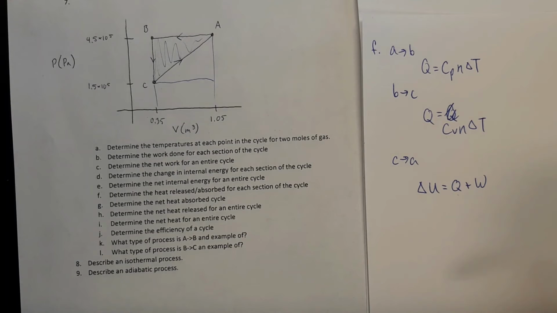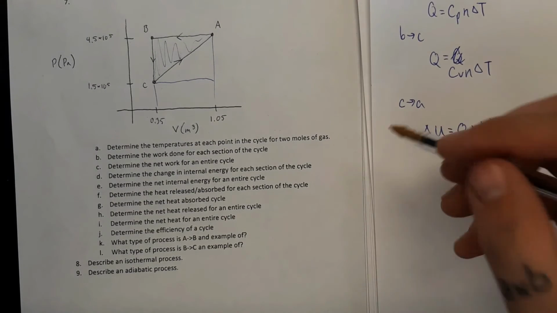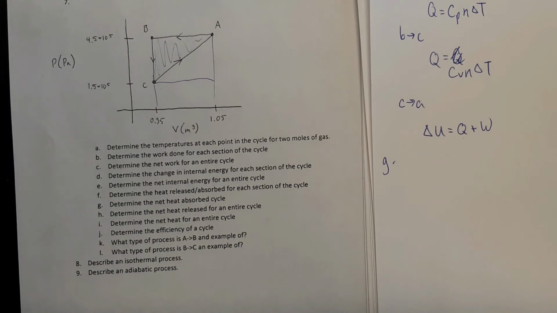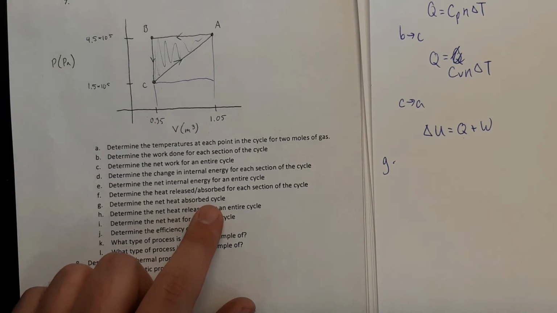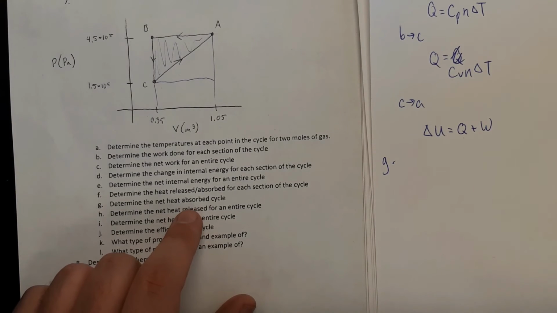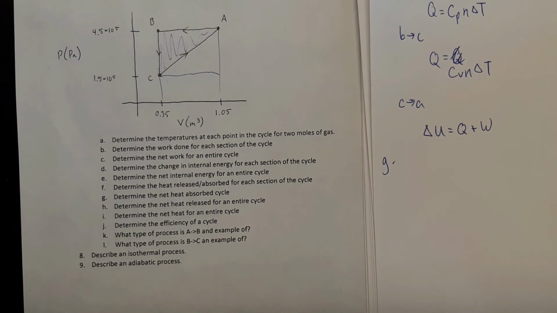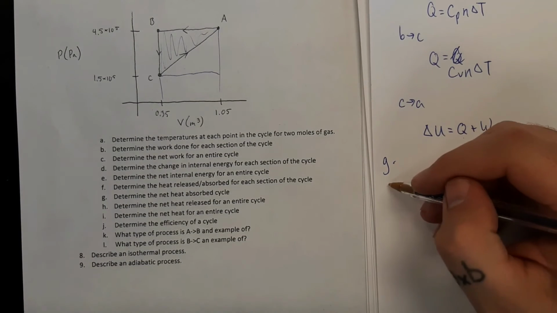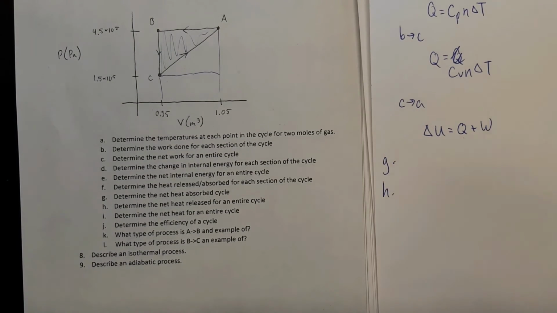So Q is just going to be delta U going from C to A minus that work. Now G, the net heat absorbed in the cycle. Determine net heat absorbed for an entire cycle. Your heat absorbed is just all of your positive ones added together. Any positive heats that you got from part F, just add those together. H, your heat released. Any negative heats you got, add those together.